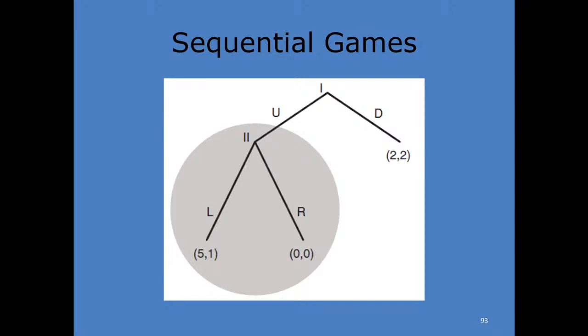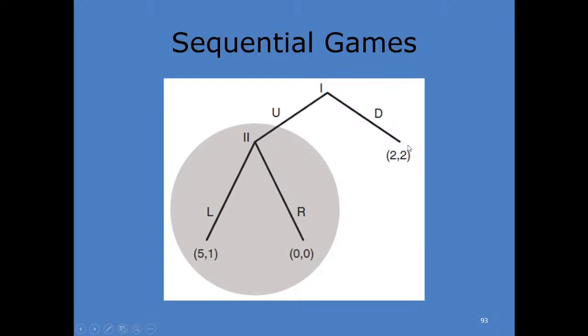Player 1 will choose up, yes, because player 1 knows for a fact that by playing up, player 2 will play left, hence we will end up here. Player 1 knows that with certainty he will get 5 by playing up, because 5 is strictly preferred to 2, so why would player 1 end the game and move this way?